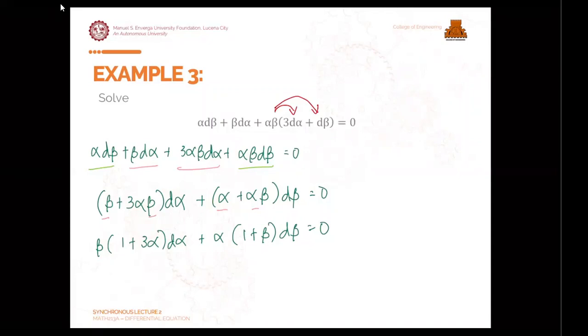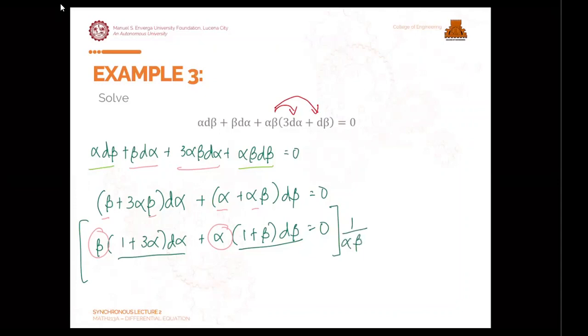Para malipat naman yung beta tsaka alpha, kasi ito nagko-conform na to eh. Kailangan na lang ilipat is ito tsaka ito. So try natin i-multiply both sides by 1 over alpha tsaka beta.